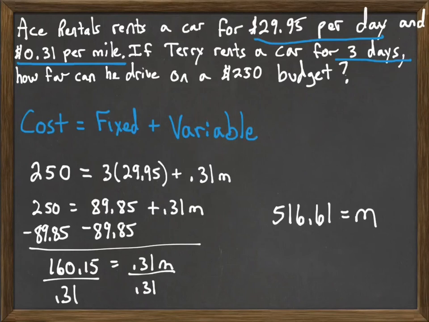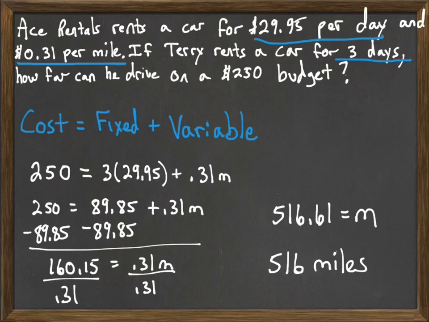If we round that up to 517, the cost is actually going to be a little bit more than $250, and that would exceed his budget. So here's a situation where we have to actually round down. Even though it's 0.61, it's big enough to go up, we have to go down because we want the nearest mile only. So the actual answer is we can drive 516 whole miles on the budget. 517 would actually take us a little bit over 250.